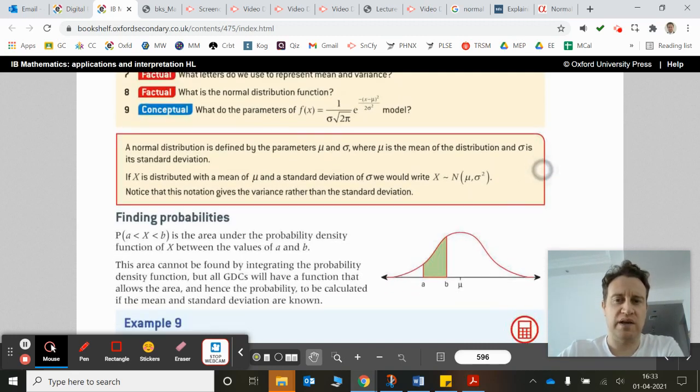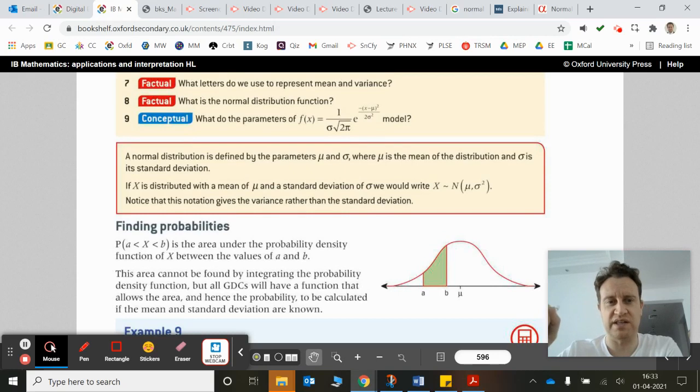Because we're talking about continuous data here, we need to work out the area underneath a curve. So we need to do integration essentially for this function to work out the probability trapped between your two bounds, your lower and upper bound that you're interested in. But in reality, you don't need to do integration because your calculator will do all of this for you. Let's look at a few examples.